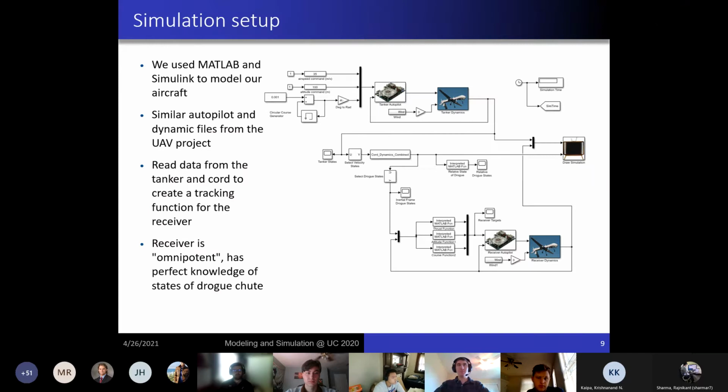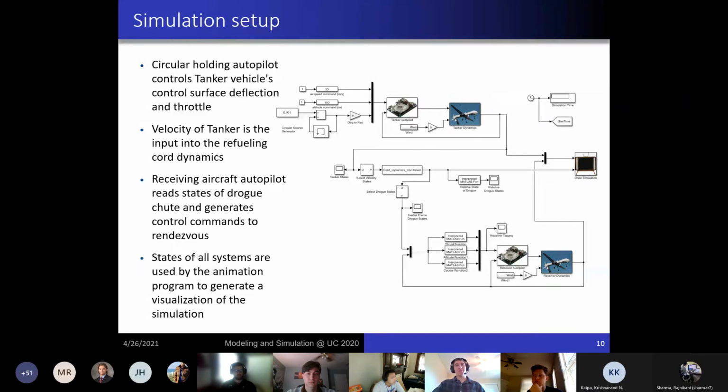All right, and then the simulation setup ended up being quite beefy with two very large autopilot simulations, one for the tanker, one for the receiver. We used MATLAB and Simulink to model it, and then we read the data from our tanker and from our cord to develop those tracking functions and put those into MATLAB, and those fed into our receiver aircraft autopilot. And so the receiver is omnipotent. It has a perfect knowledge of the states of the drogue chute, and it makes sure that it gets to that point as best as it can.